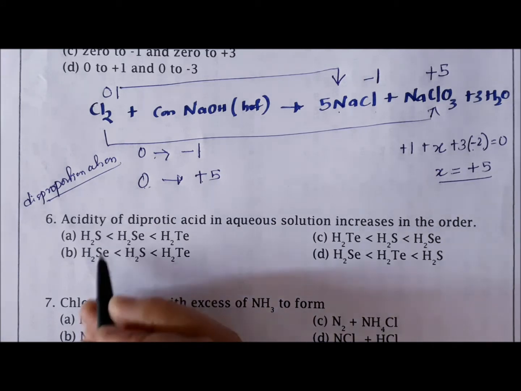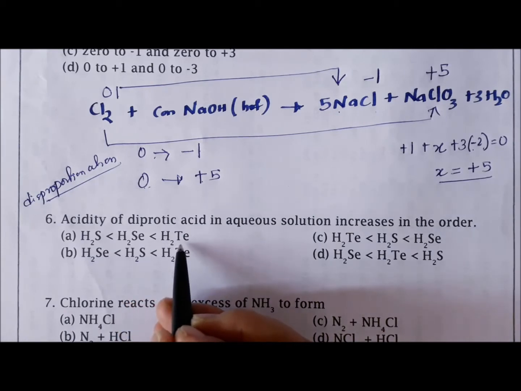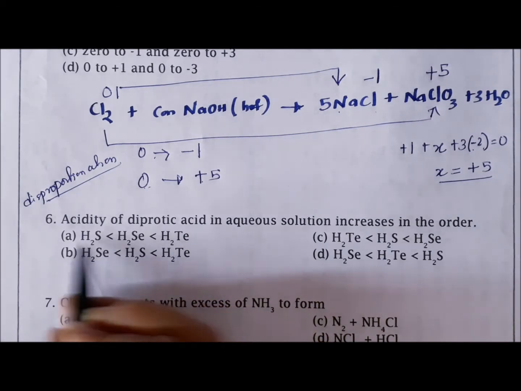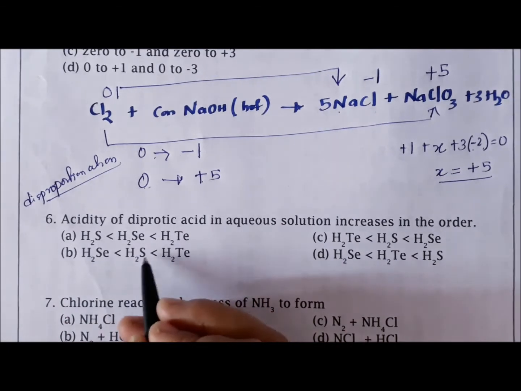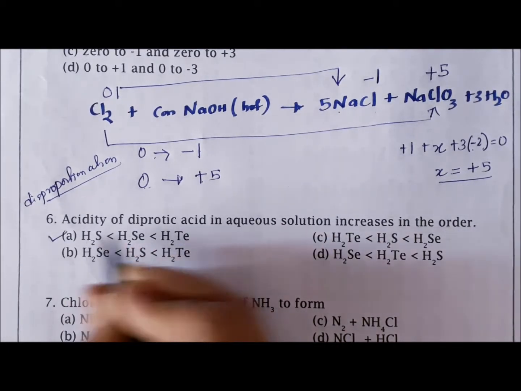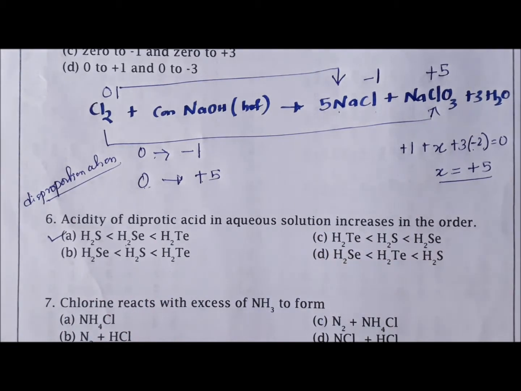Now sulfur, selenium, tellurium. Tellurium is at the bottom in these three elements, right? So the correct option is option A: H2S, H2Se and H2Te.